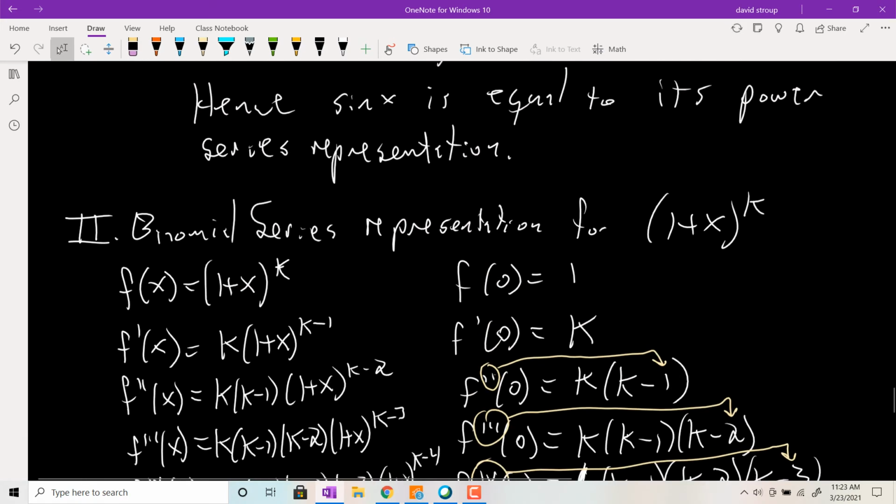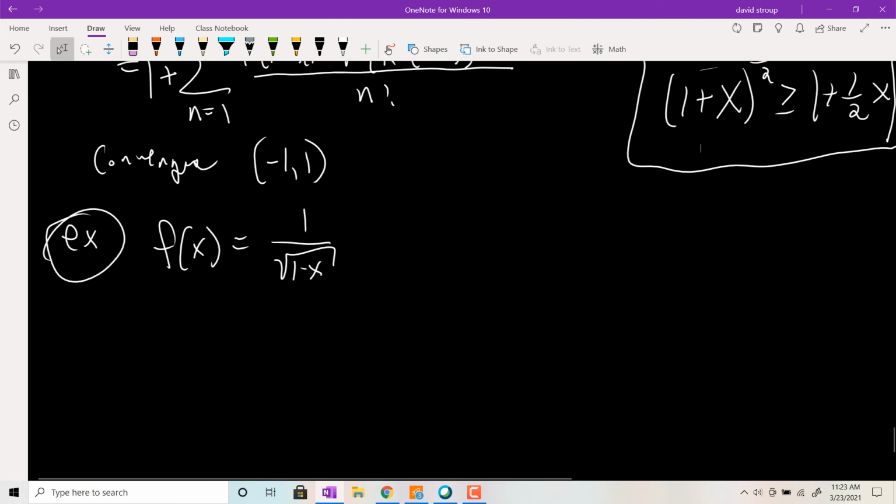Okay, so anyways, let's look at an application relevant to us. So how do I get this thing? You can rewrite it as 1 all over 1 minus x to the 1/2. And then you could rewrite that as 1 minus x to the negative 1/2.